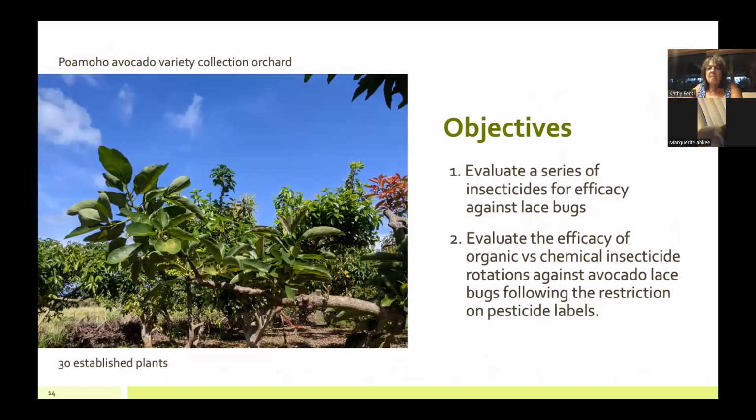Because we found products that were effective and somewhat effective, we decided to take this trial further and evaluate a rotational program so that we're not spraying the same insecticides over and over again. That's an important component to your IPM program for that chemical portion of an IPM program. So for this second objective, we looked into how we could use that rotation.